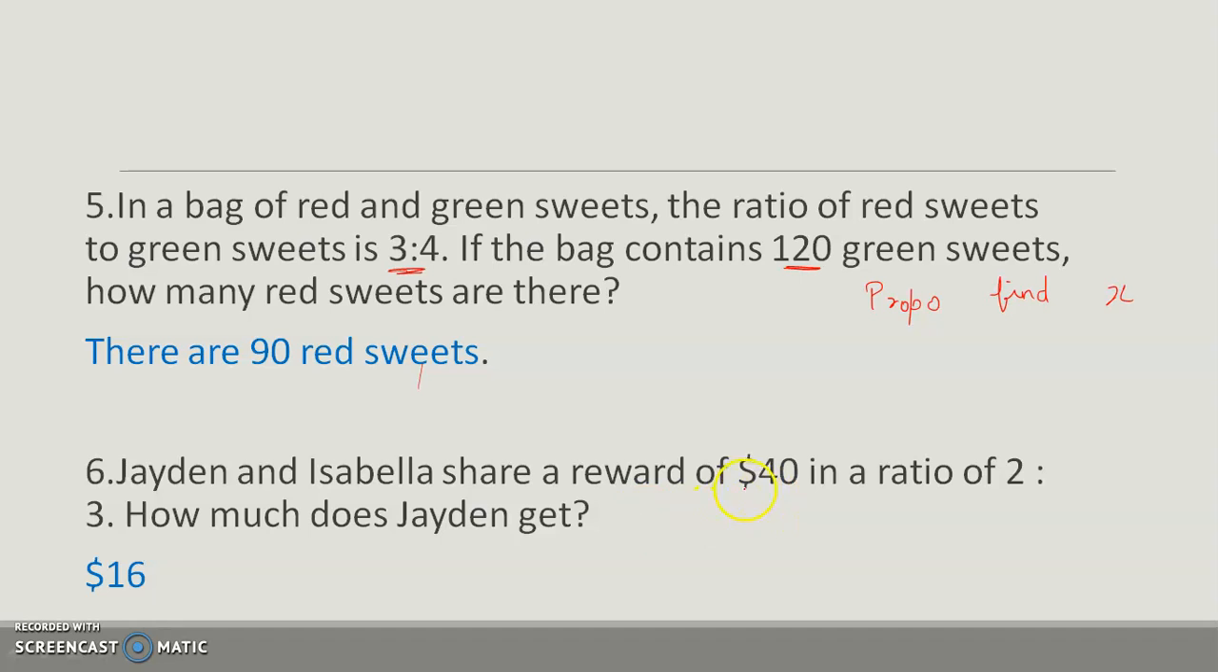The next thing is they have given the whole. Jayden and Isabella share a reward. A prize is being shared between 2, in the ratio 2:3. It means she has one more compared to Isabella. How much does Jayden get? This is the total. You have to find Jayden's share. It is of the last method that I have taught you. Hope it will be easy for you to complete it.